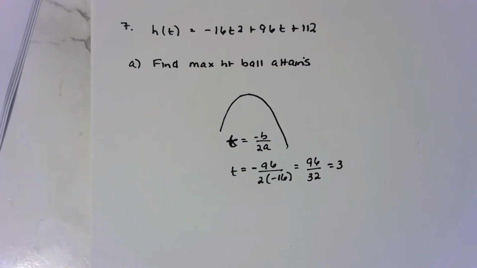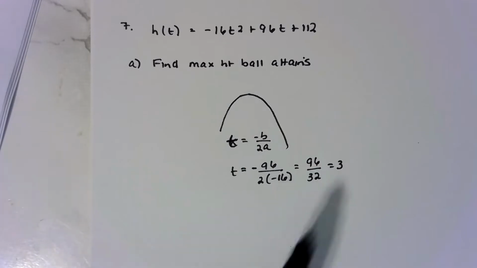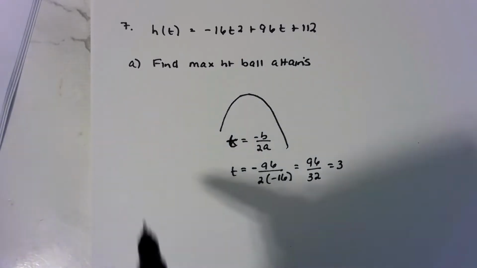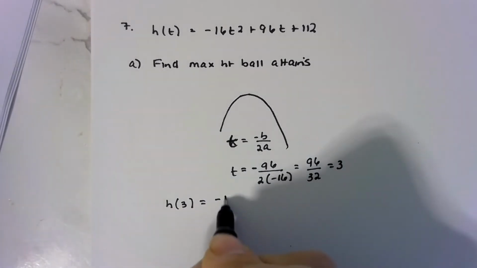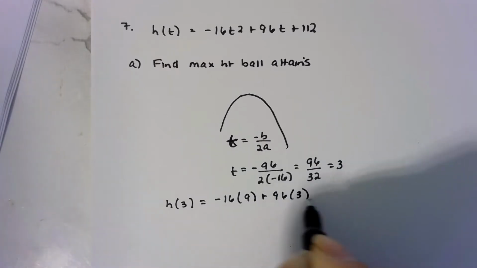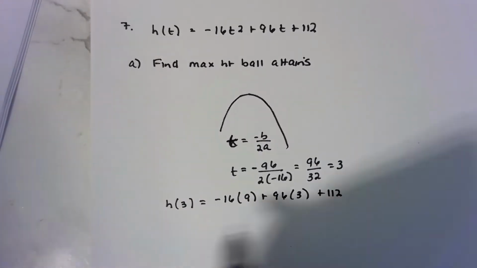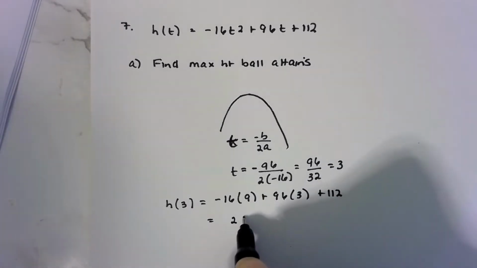Why is that important? Because if I know what time the ball attains the maximum height, then I can plug that time into my function to find that maximum height. So what I know is that h of 3 is going to give me that maximum height that I'm looking for. 3 squared is 9. And if I clean that up, I get 256 feet.